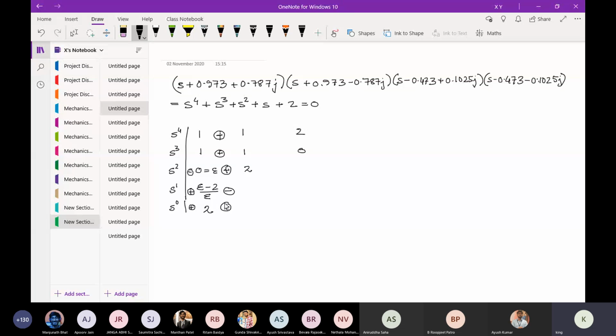So if you have two sign changes, then the Routh criterion states that this means you are going to have two roots in the right hand plane.